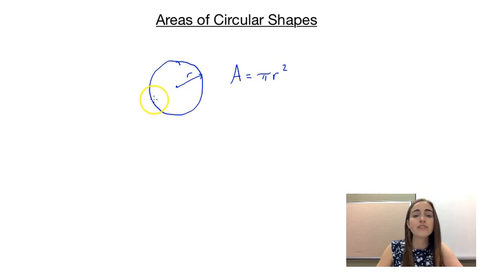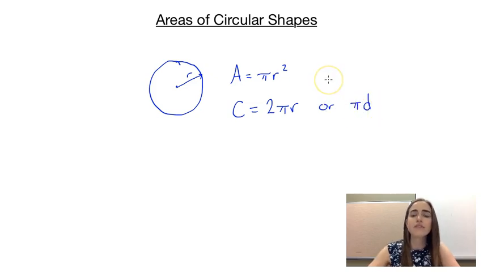If we're given the diameter, which is the whole distance all the way from one side of the circle through the center to the other, we would have to halve it first to find the radius. We're also going to have a quick look at circumference, the perimeter of circular shapes. To find the circumference of a circle, we would do 2 times pi times the radius, or if we're given the diameter, we can just do pi times the diameter. So let's have a look at some examples.